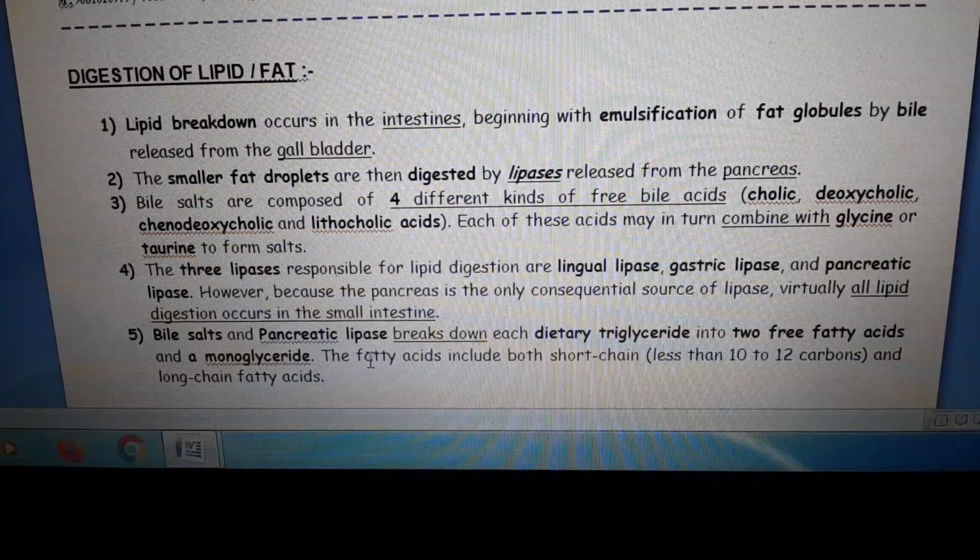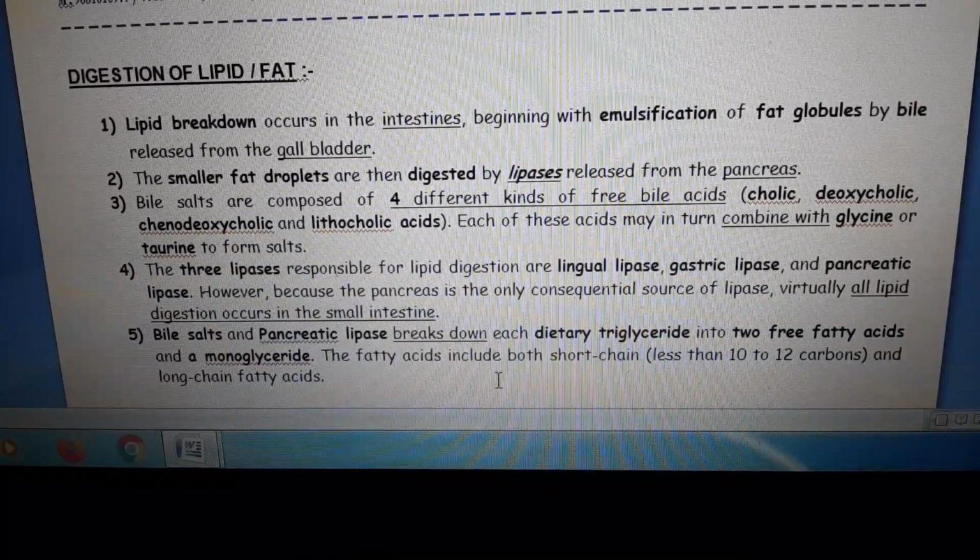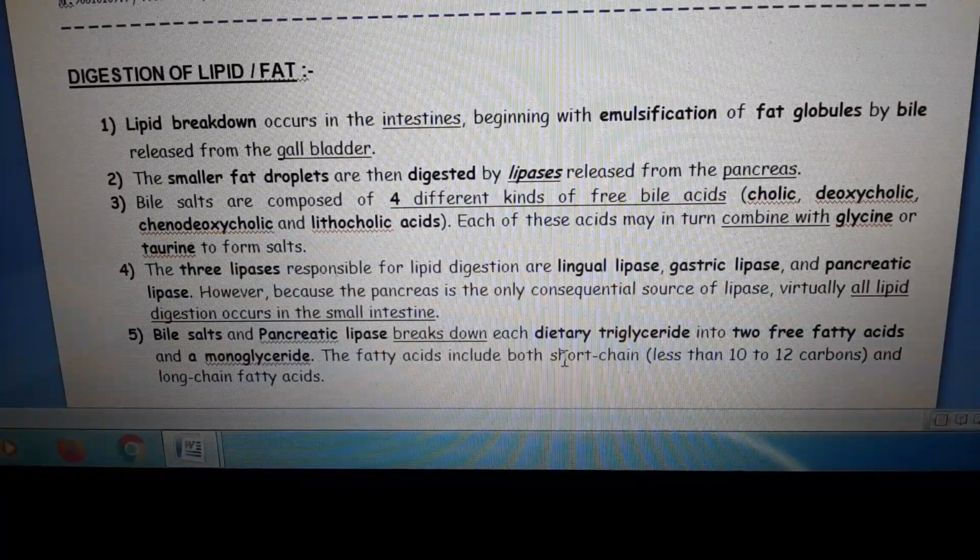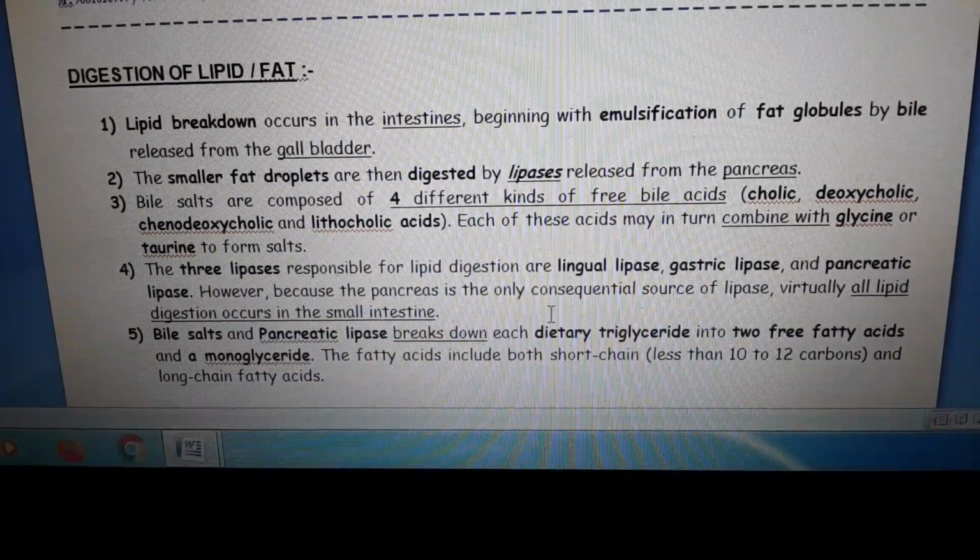Bile salts and pancreatic lipase break down the dietary fat. The bile salts and the pancreatic lipase, which I mentioned, the gastric lipase, and lingual lipase, all of them act on the dietary triglycerides to break them into free fatty acids, diglycerides, and also monoglycerides.